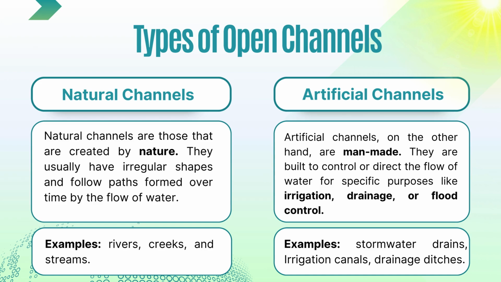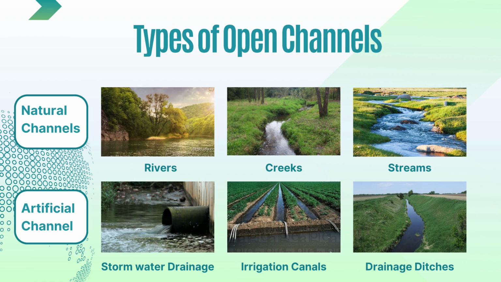In contrast, artificial channels are built by people for specific purposes, such as bringing water to farms or draining rainwater from roads. These channels are usually straight, smooth, and more controlled in shape. Understanding the difference helps us know how water behaves in each type of channel and how we can design systems to manage water effectively. Examples are stormwater drains, irrigation canals, drainage ditches. To enlighten your minds about the said examples, here are the images that depict natural and artificial channels.